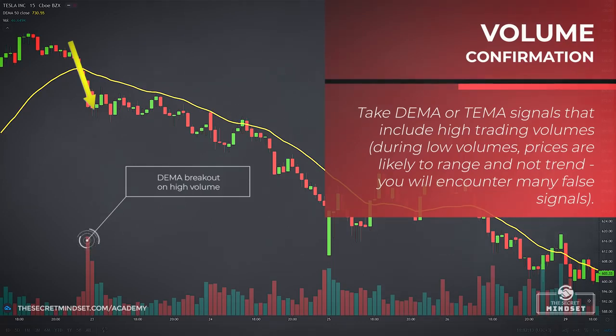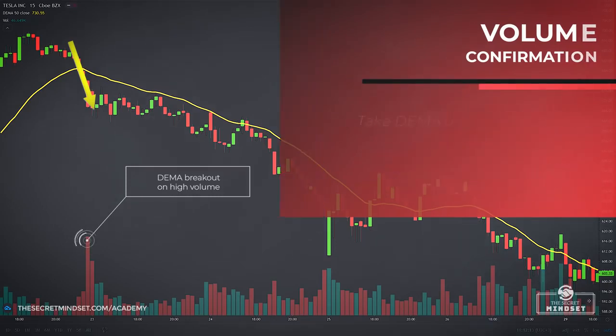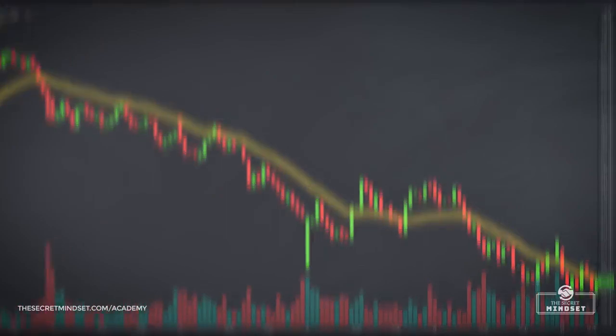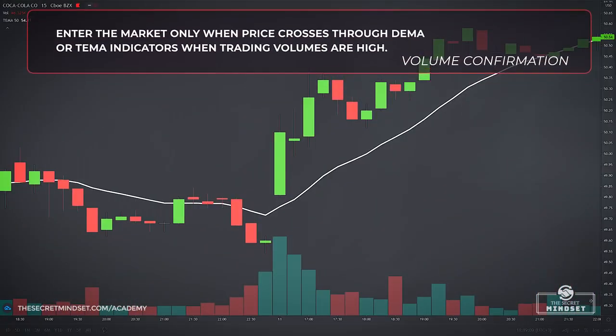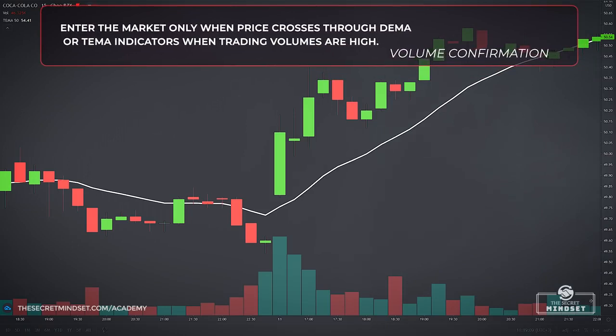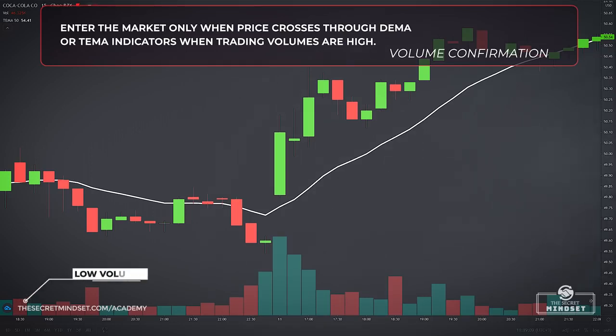For this reason, double or triple exponential moving average signals, which appear during lower trading volumes, tend to fail. Using this approach, it's better to enter the market only when price crosses through the DEMA or TEMA indicators when trading volumes are high. In this example, we added the 50-period triple EMA, and at the bottom of the chart, we added our volume indicator.